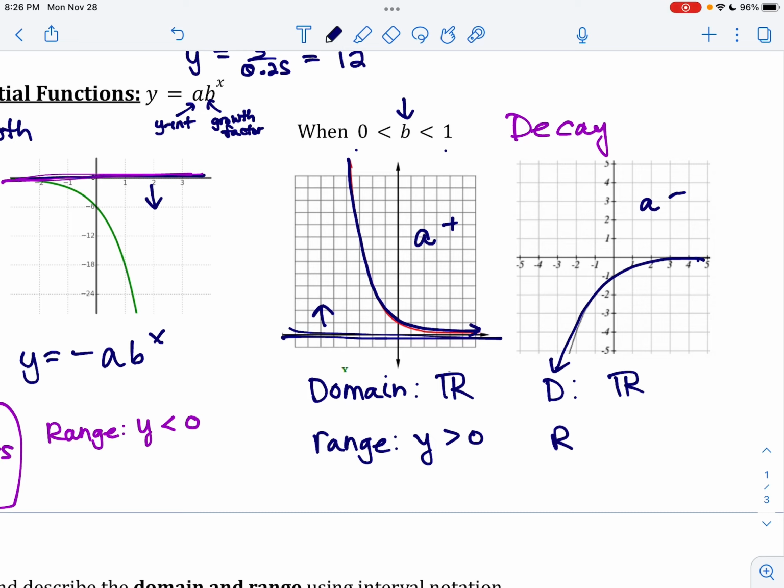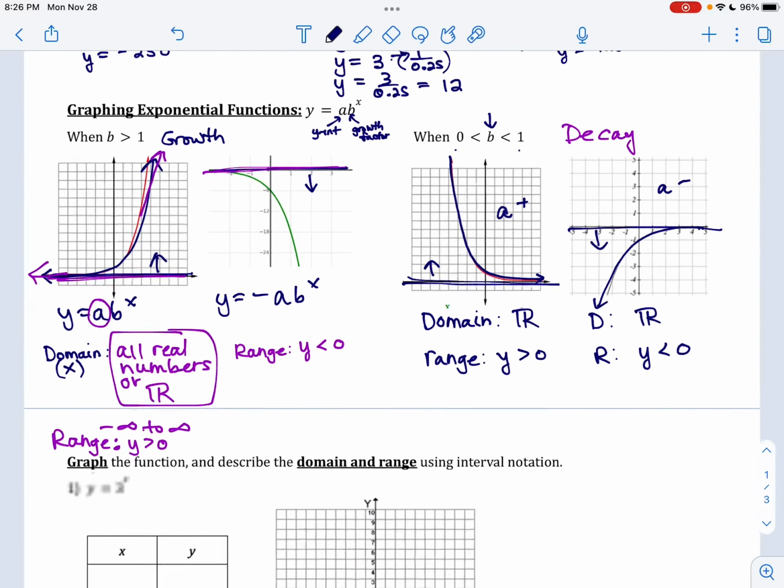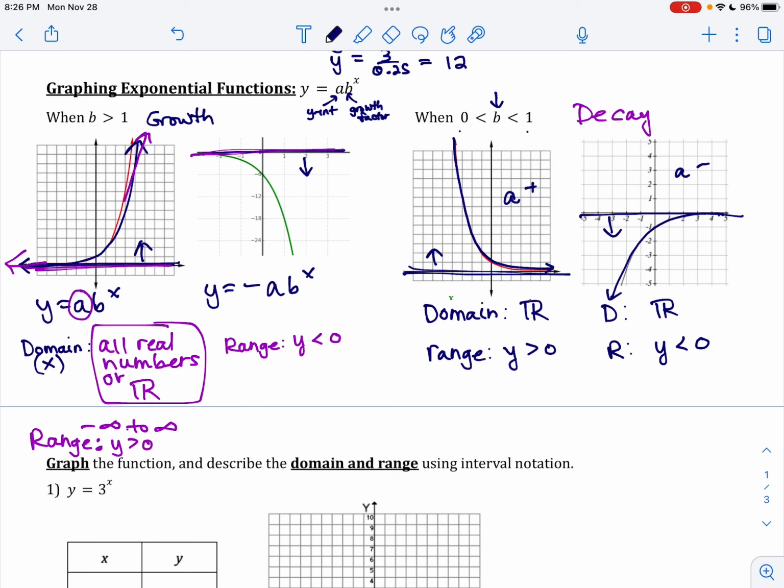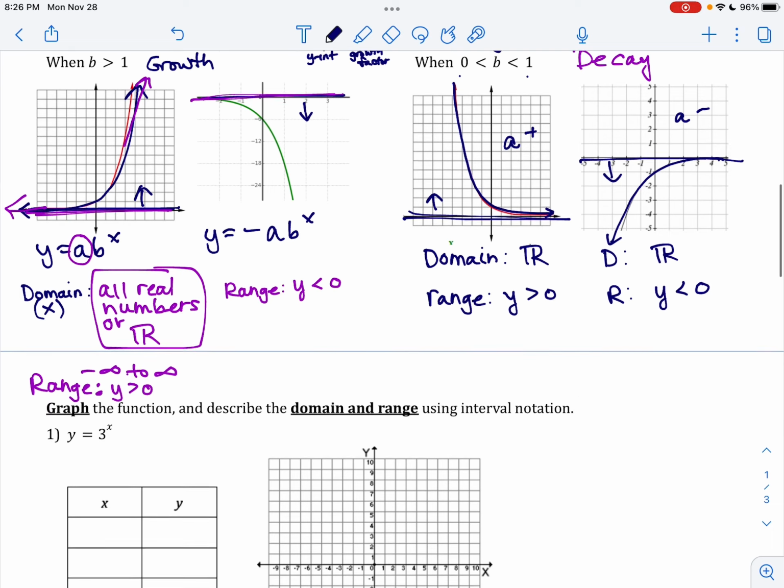And now the range, since the graph is below the x-axis, the range is going to be y is less than 0. Those are the only two things you really need to remember, what the domain and range are. Domain is always all real numbers, and the range is going to be either greater than 0 or less than 0, depending on where the graph is.